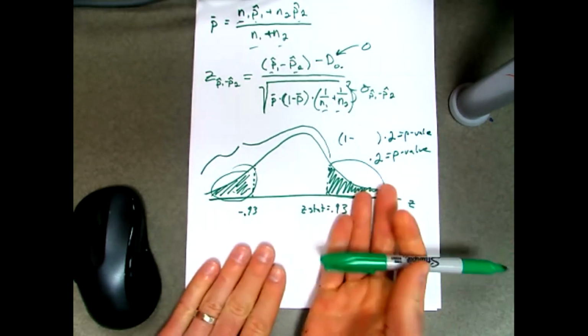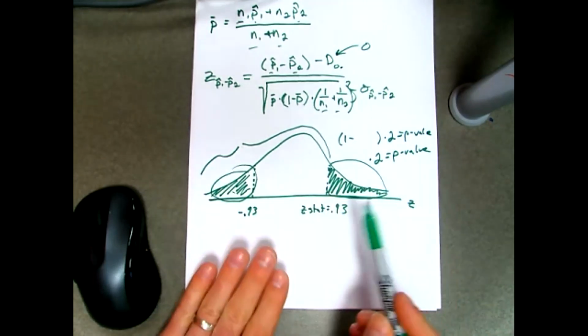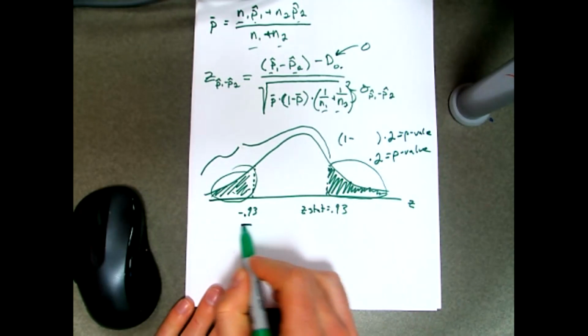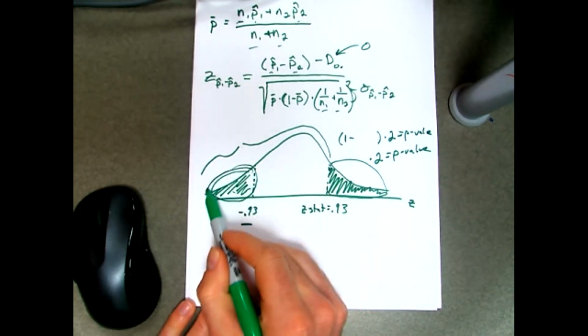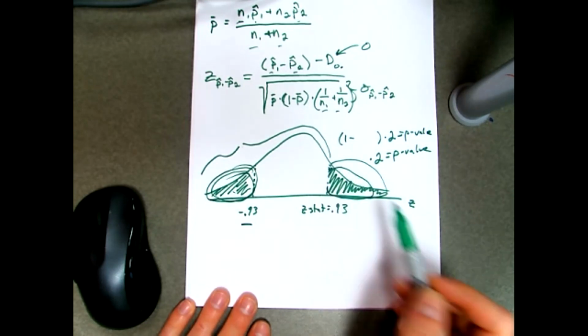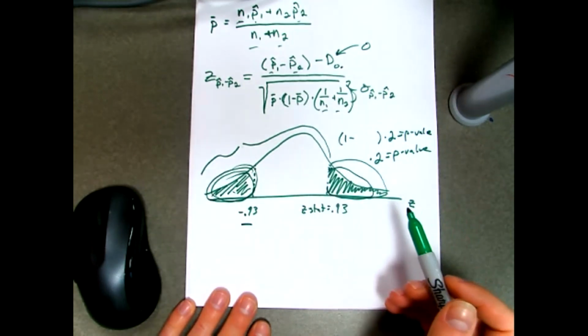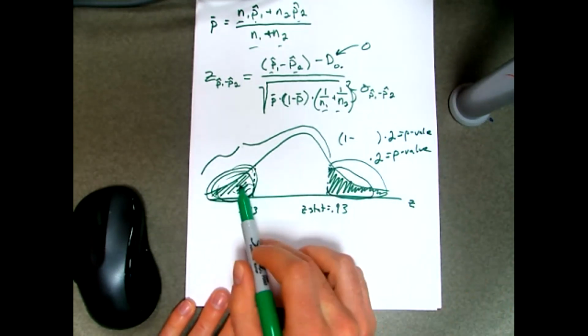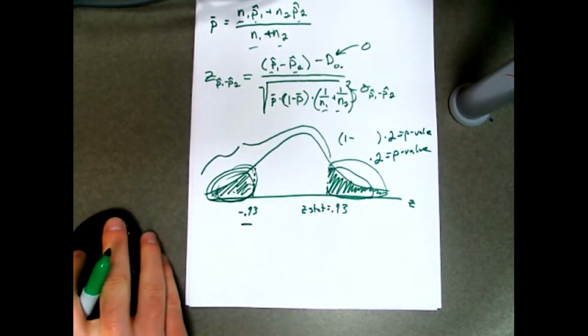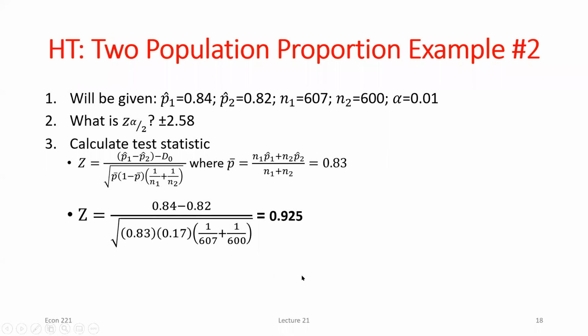Now, I could also remember this is a symmetric distribution. So instead of looking up my test statistic of 0.93 for a two-tailed test, I could look up negative 0.93 and just know the area that's below negative 0.93 would be the same as the area that's above positive 0.93. Then I could just multiply that by 2 and I should get the same value. So we'll see if that plays out here. Let's go first.